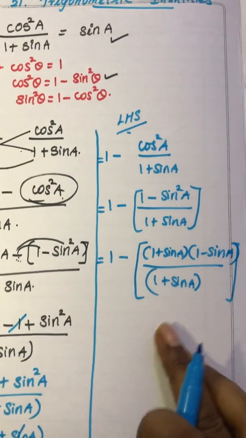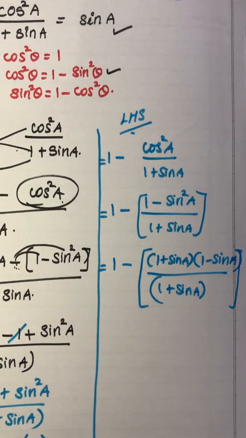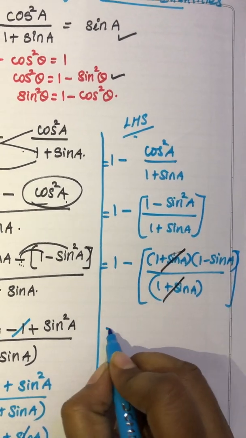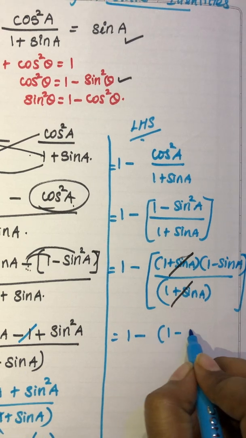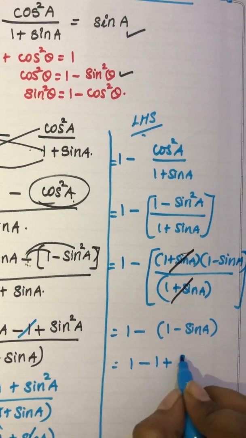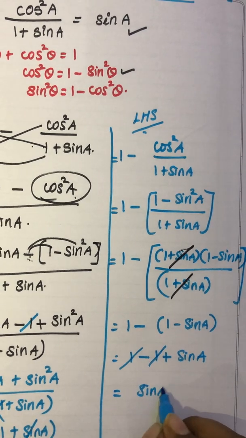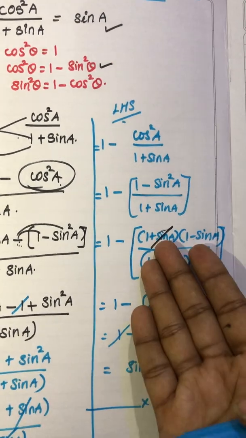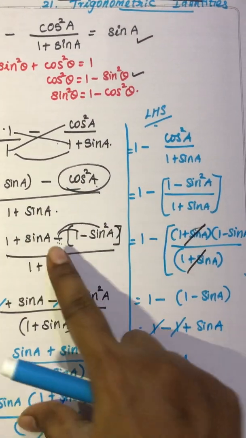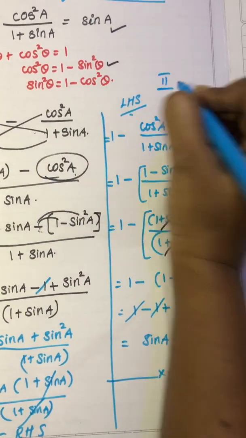Do you understand? Is this okay? Now this is a division, so we can just cancel. Which term can be cancelled? 1 plus sin A and 1 plus sin A. So we get 1 minus, in the bracket, 1 minus sin A. So this is 1 minus 1 plus sin A. You can cancel 1 and minus 1, and we get sin A. This is easiest. I think this method is easier than the first method. Call this method 1 and this method 2.